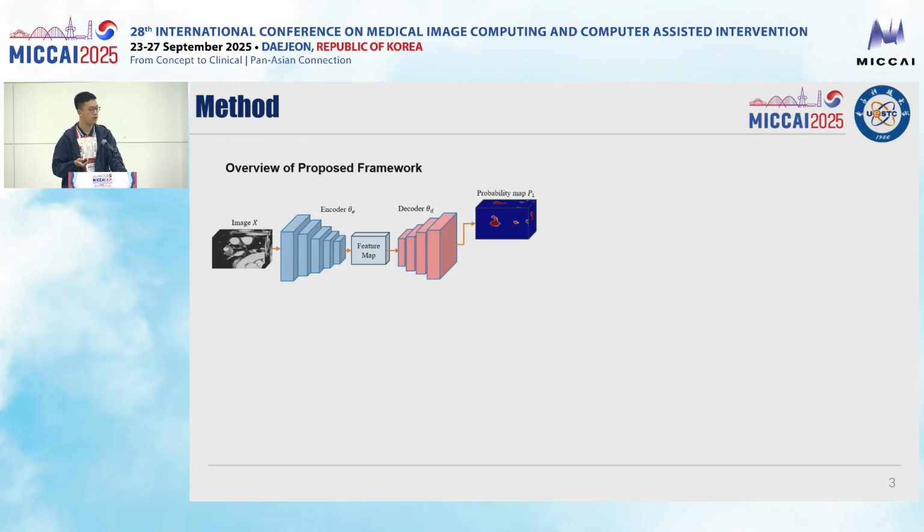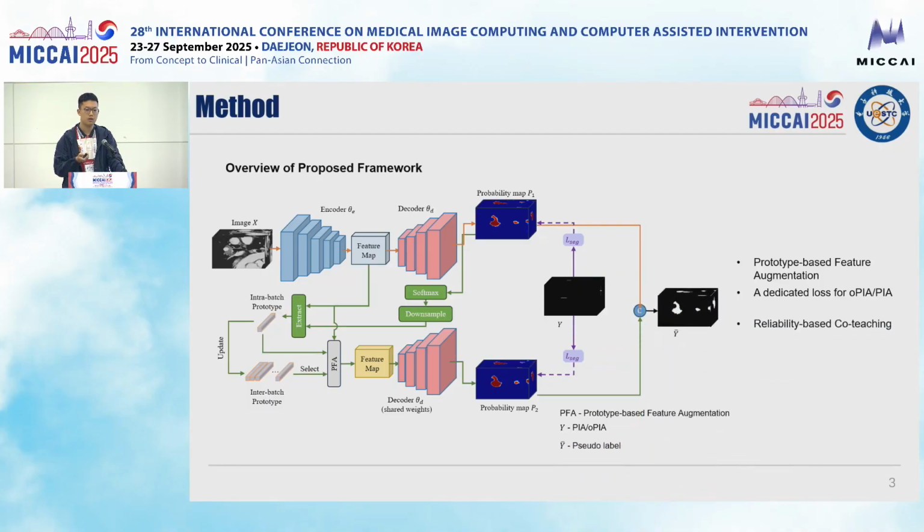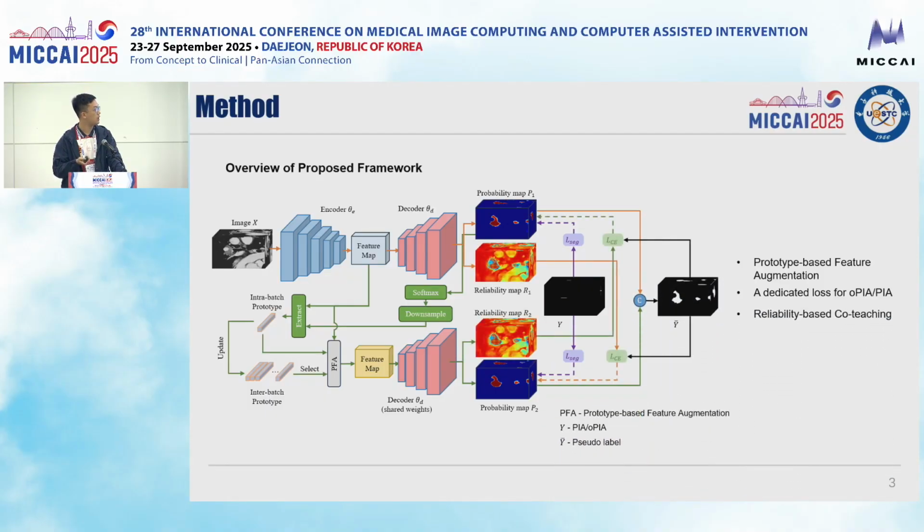So I will give an overview of our proposed framework. For the sparse annotation, we utilize a prototype-based feature augmentation. Second, we design a combination of losses to efficiently learn from the partial instance annotations. And the third is a reliability-based co-teaching method.